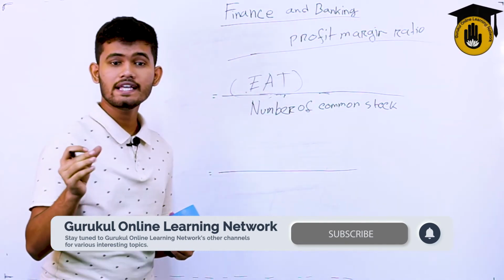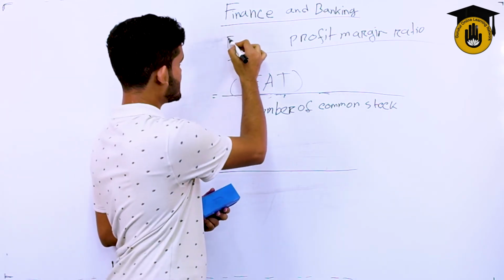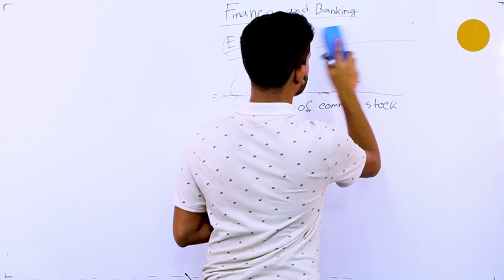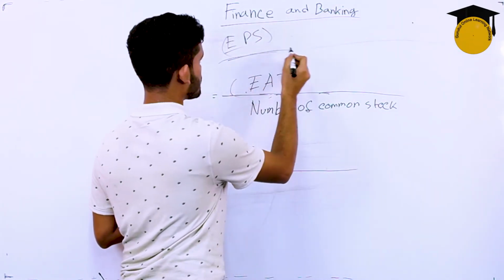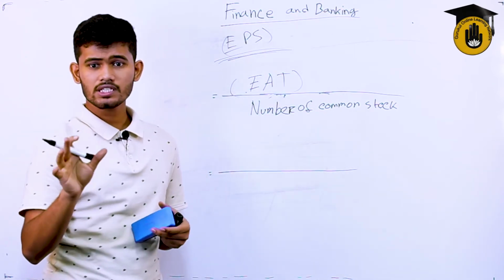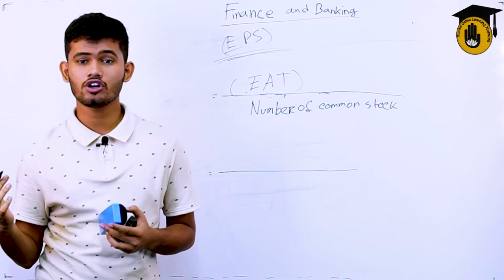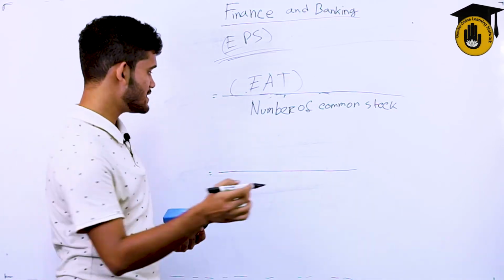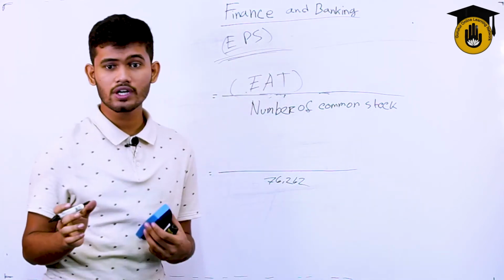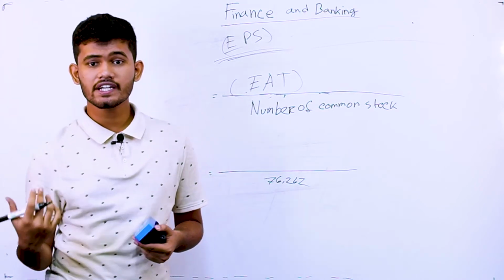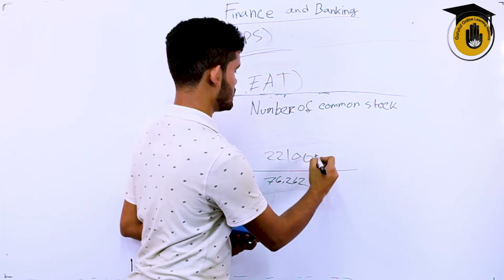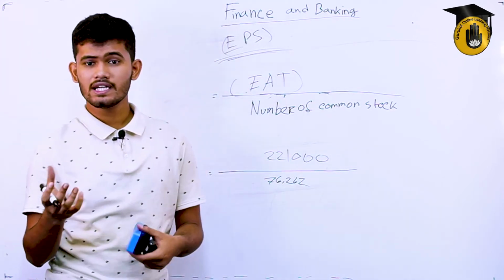And like that, the formula, EAT, remains the same. It's an EPS. The number of common stocks, the amount of stocks that we bought, was 76,262, and the earnings after taxes, all the earnings that we made, will be as the previous number, 2,21,000. So let's just divide it as usual.